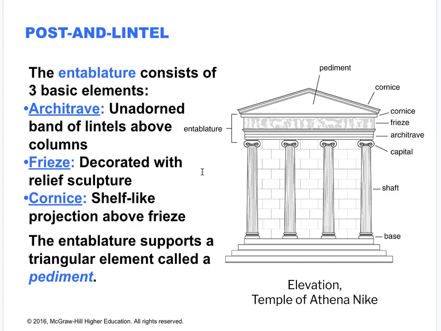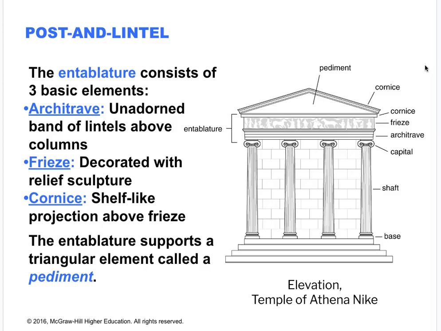Architrave, frieze, where, as this shows, you would have that relief sculpture happening there. The cornice, and this is also considered part of the cornice up here. This piece right here, so it's like a shelf-like thing. And then the pediment is obviously this triangle shape that forms the roof. The entablature supports a triangular element called the pediment.